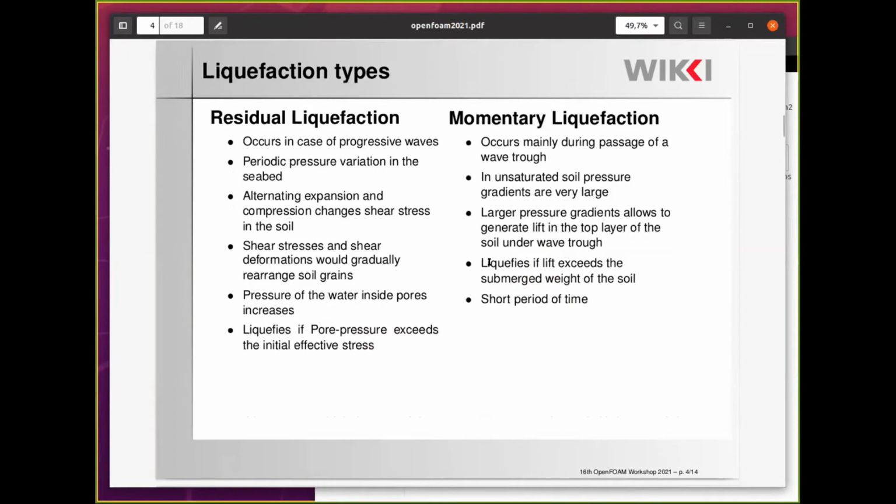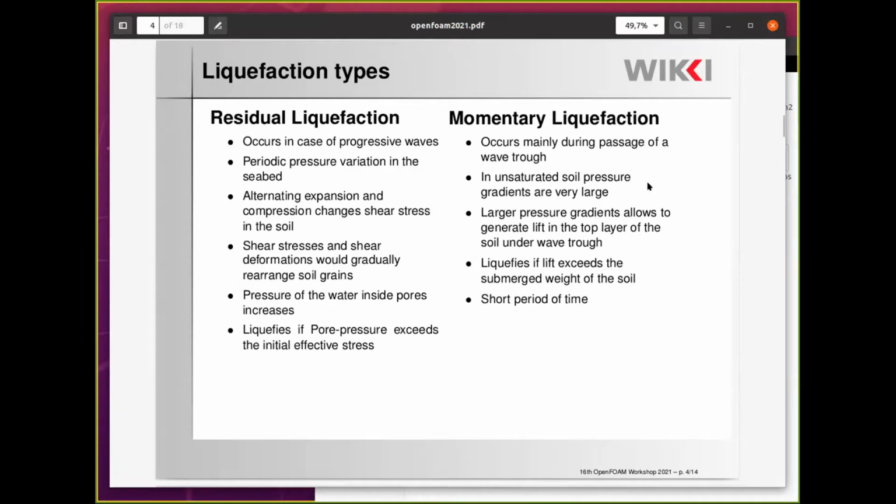For liquefaction, there are two types: residual liquefaction and momentary liquefaction. Residual liquefaction occurs mostly in the case of progressive waves, where we have periodic pressure variations in the seabed. Due to this, we have alternate compression and expansion, which changes the shear stresses in the soil. This shear stress and shear deformation gradually rearrange the soil grains, and later the pressure of the water increases inside the pores. In order to liquefy, this pore pressure should exceed the initial effective stress.